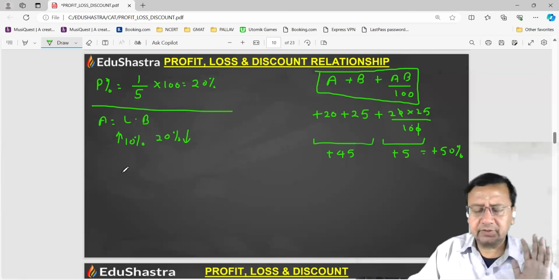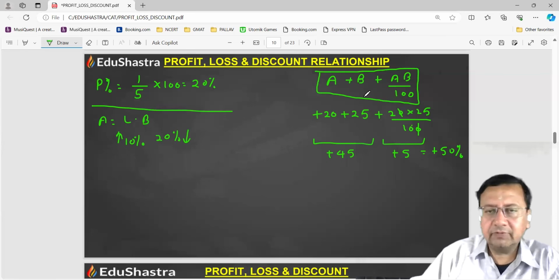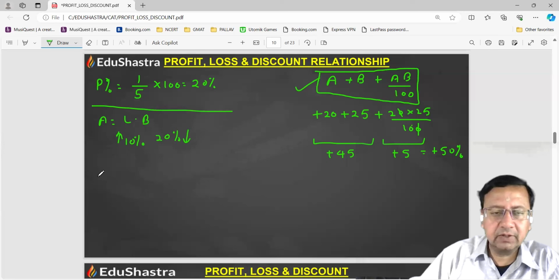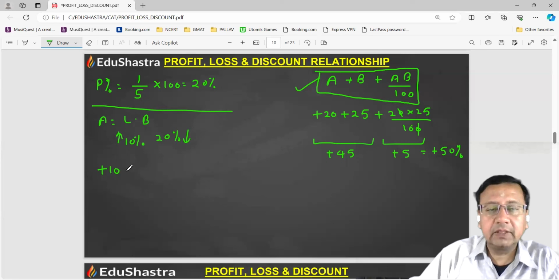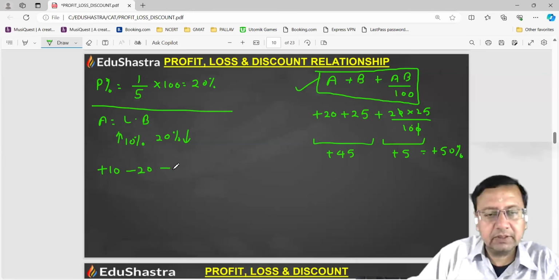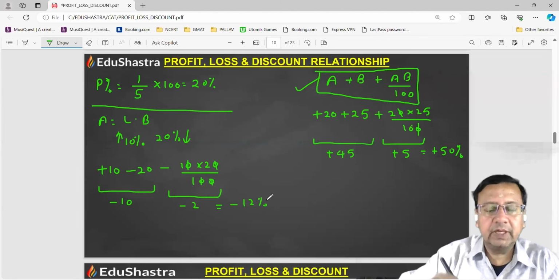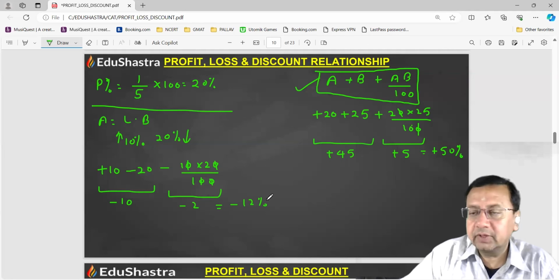Now there is some fraction format. You can say length is 100, breadth is 100, and then accordingly you can solve. But if I go with this logic, length is increased so plus 10, breadth is decreased so minus 20. If increase, positive; if decrease, negative. One is positive, one is negative, so the product is negative. 10 into 20 divided by 100. How much is this part? This is minus 2. The zeros cancel. So what is the overall percentage? Minus 12%.